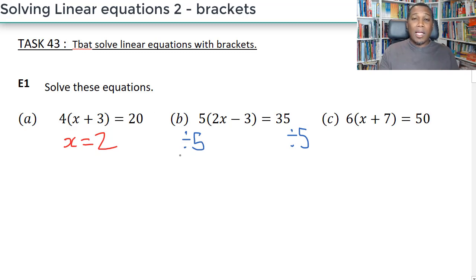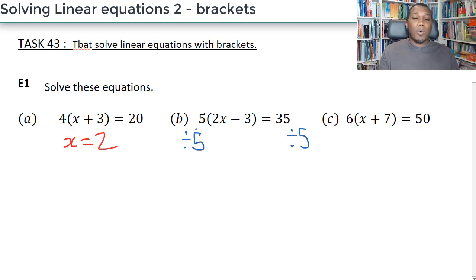I'll do these questions. I just want to show a range of methods before I let you practice. Here you'll see that 6 is outside of the bracket, so the bracket is being multiplied by 6, but 50 is not in the 6 times table, so for C I can't use this method.